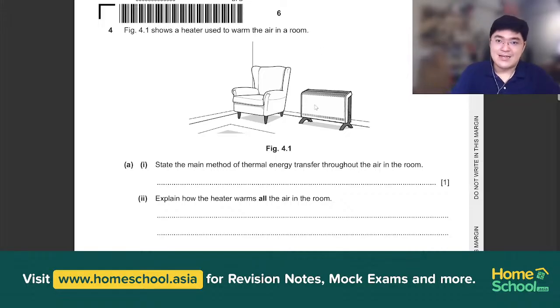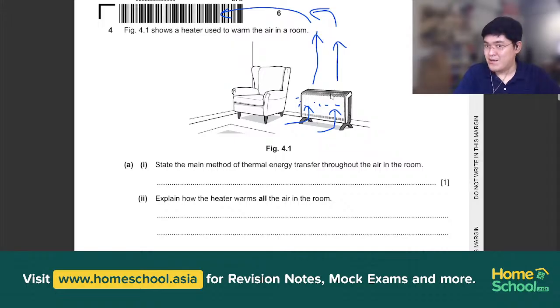What that means is the cold air goes into the heater and gets heated up, and then the hot air rises and moves around the room like that. So this way of heat transfer is called convection. And writing convection gives you your full 1 mark. Easiest 1 mark in the universe.